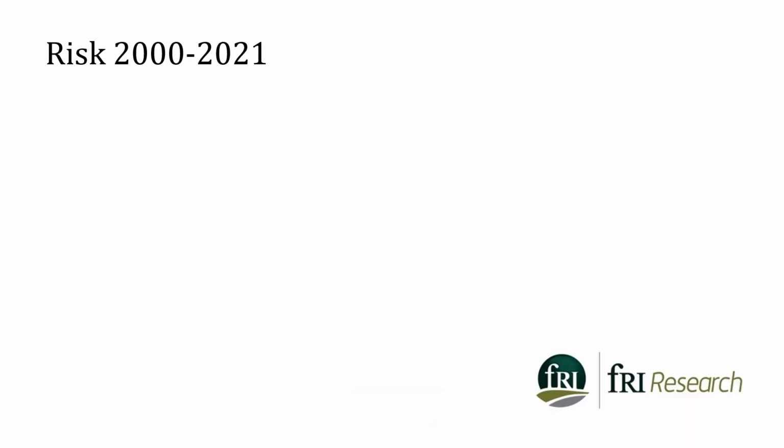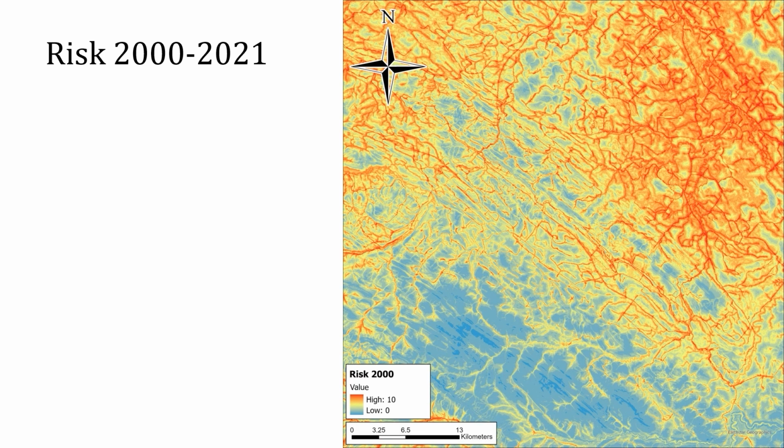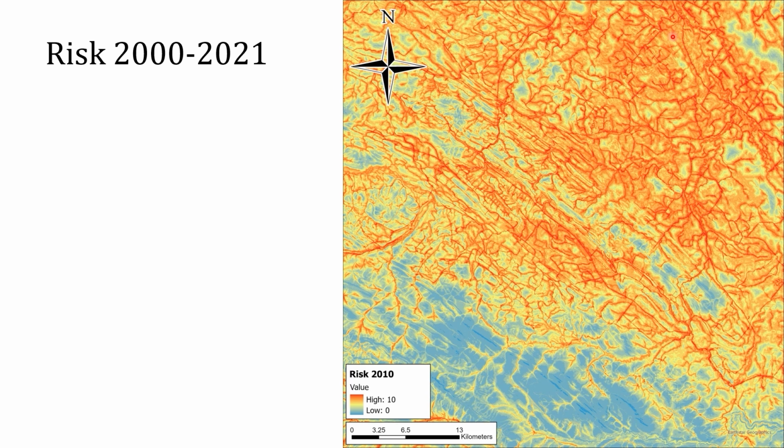Next, let's look at risk from 2000 to 2021. So as you can see here with the risk, we have risk around roads in our core area here. However, it's fairly low risk. The higher risk is to the north and east here. But if you recall from our previous slide, this area does not overlap with high RSF. So fairly good.